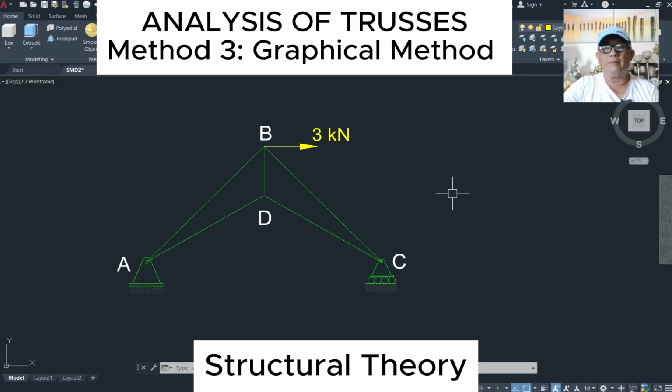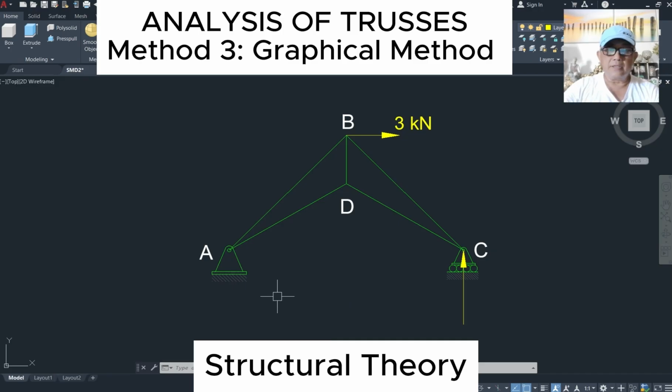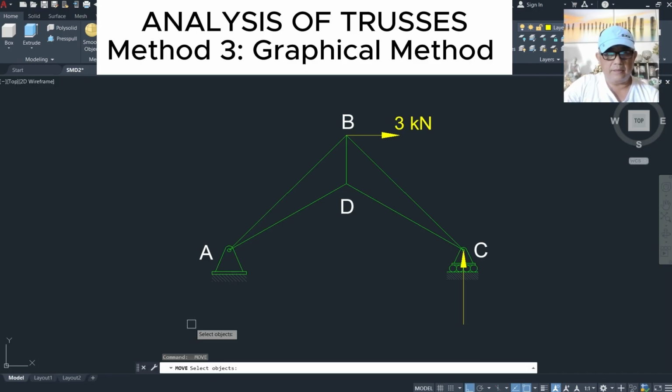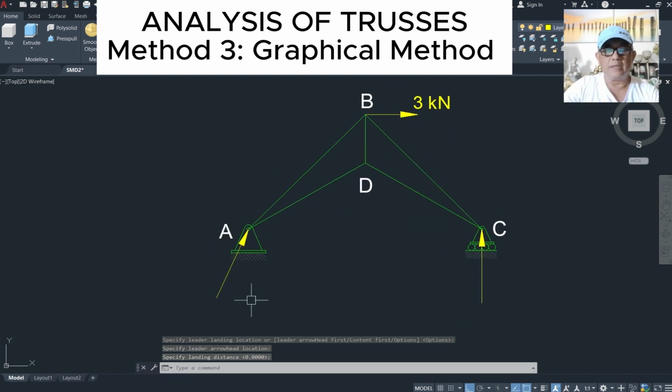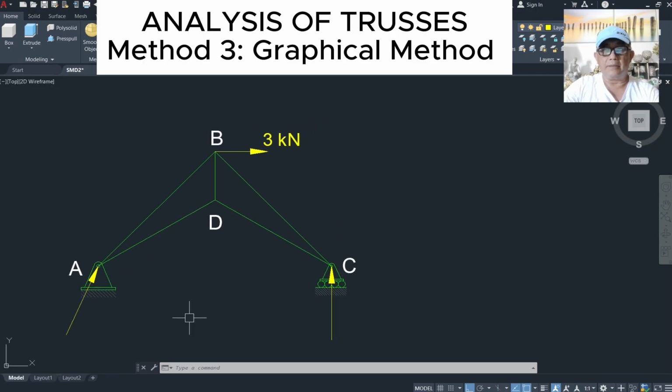Here, let us first solve the reactions at A and C. For C, since it's a roller, the reaction here is just a vertical force acting on point C. At A, because this is a hinge, the reaction here is at a certain angle, and we do not know the magnitude or the angle. So let's assume it's going in this direction. Okay? So this is just an assumed direction of the reaction at A. This we are going to solve using the graphical method with the help of AutoCAD.